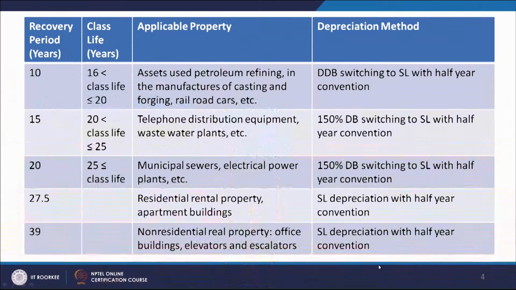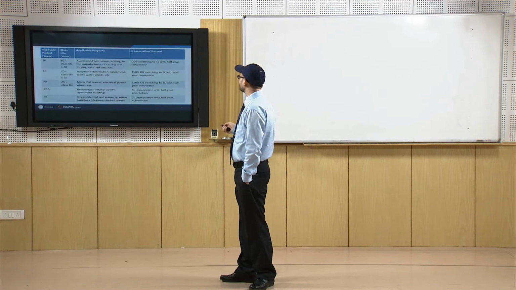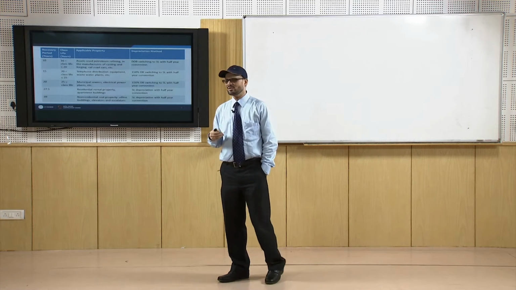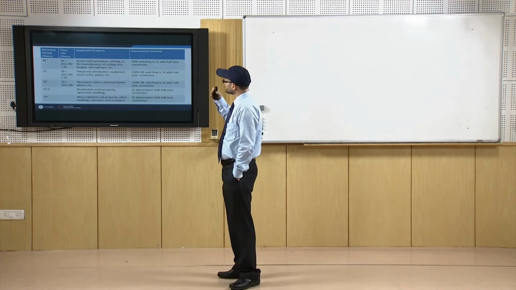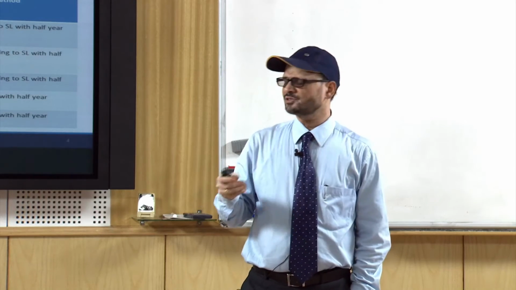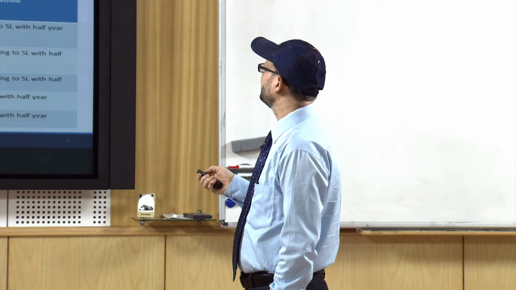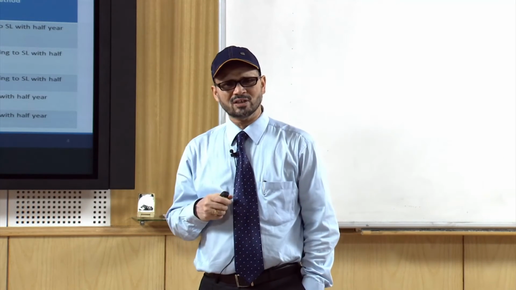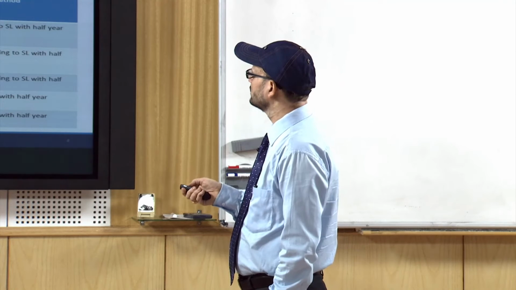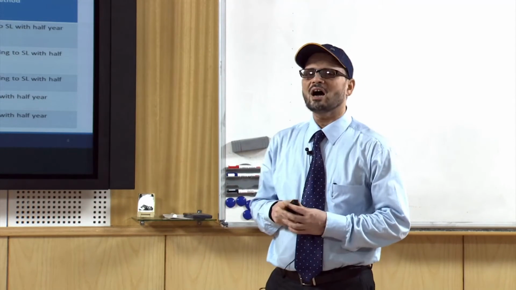So, for the 2 real property classes you use the straight line method of depreciation with half year convention, and for the 6 personal property classes, the first 4 use DDB switching to straight line with half year convention, and the last 2 use 150% declining balance switching to straight line with half year convention.